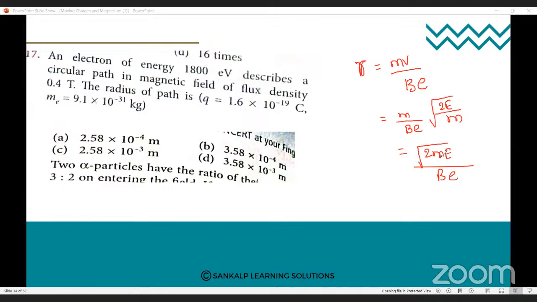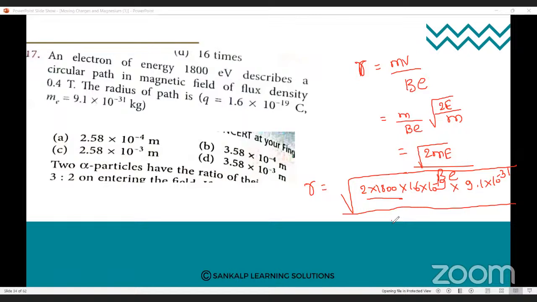The mass of the electron is given. The energy value is 1800 electron volt, and you need to convert it into joules, students. So R is equal to under root of 2 into 1800 into 1.6 into 10 raised to minus 19 into 9.1 into 10 raised to minus 31, this whole under root, divided by B into e, that is 1.6 into 10 raised to minus 19, the charge of the electron, into 0.4. This you need to simplify, and you will get option B.